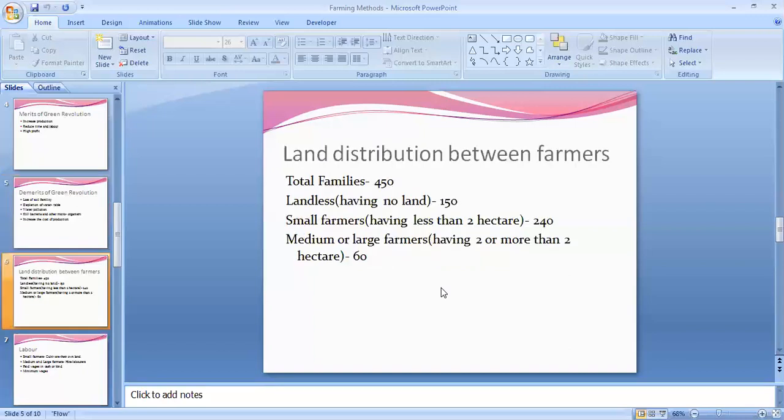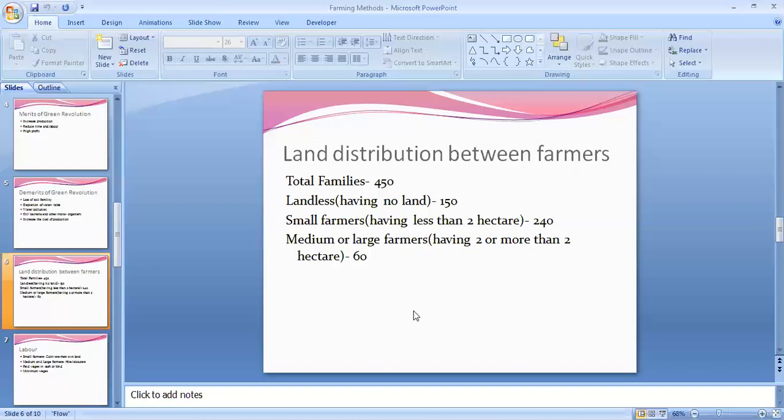Now we are discussing the land distribution between farmers of Palampur. Earlier we had discussed the distribution of families in Palampur according to caste.